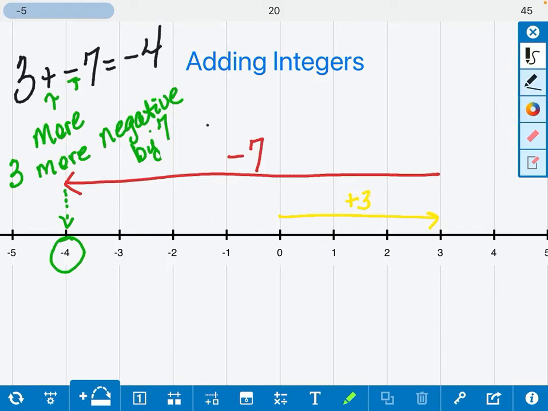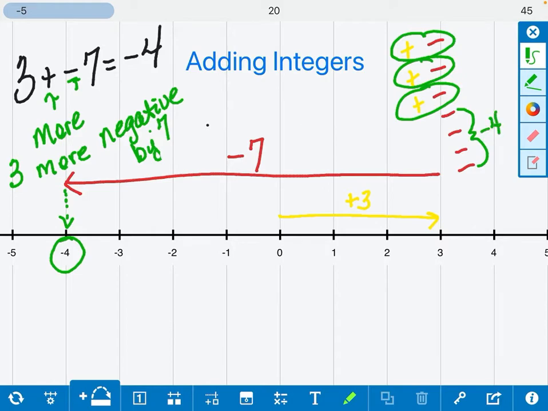Let's just go back and think about our counters real quick. If we have 3 positives and then 7 negatives, 1, 2, 3, 4, 5, 6, 7, we know that these positives and negatives are going to get together because opposites attract. They're going to become 0, and then what we have left over is the answer. These are our 0 pairs. Do you see the 0 pairs in the number line? Do you see where they're at?